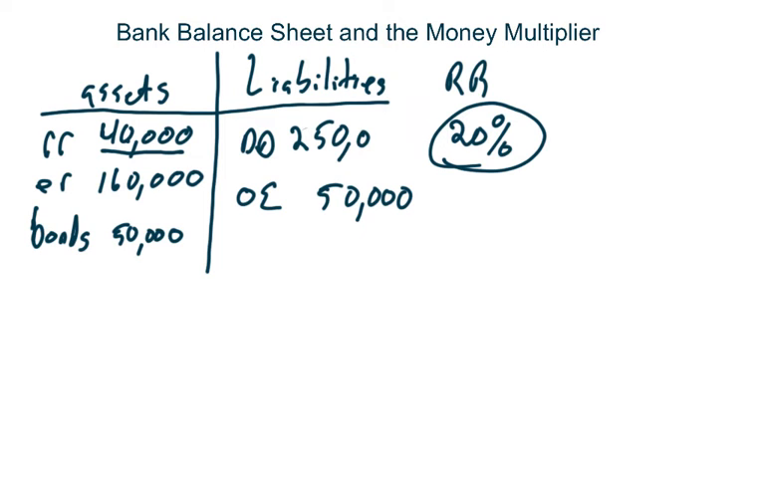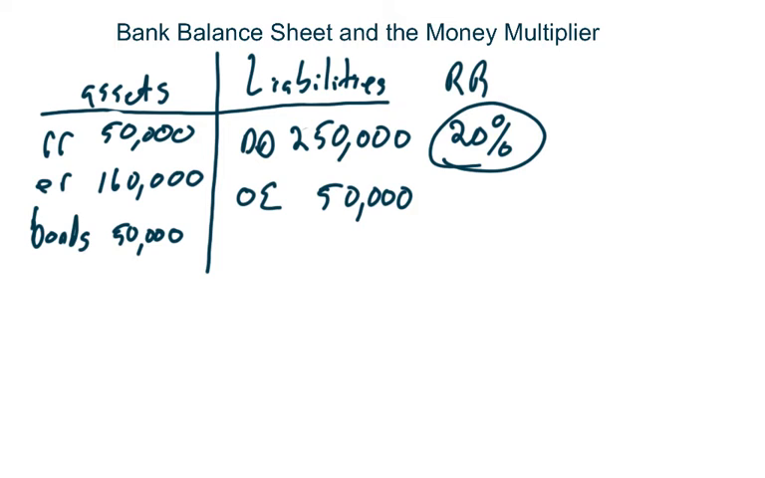So now we have $250,000 in demand deposits. How is this going to change my required reserves? First of all, 40,000 is not 20% of 250,000, right? So what is 20% of 250,000? We have to take 250,000, multiply that times 0.2, and we're going to get $50,000.